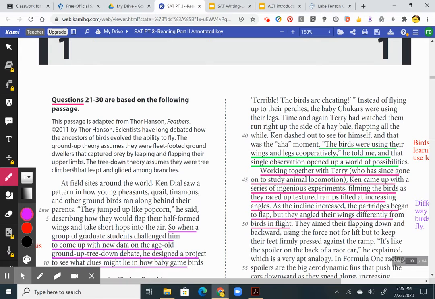Scientists have long debated how the ancestors of birds evolved the ability to fly. The ground up theory assumes they were fleet-footed ground dwellers. They captured prey by leaping and flapping their upper limbs. The tree down theory assumes they were tree climbers that leapt and glided among the branches. So we know that this is going to be something about those theories.